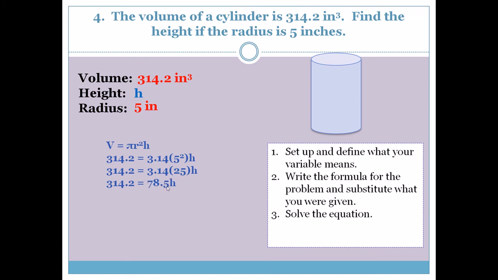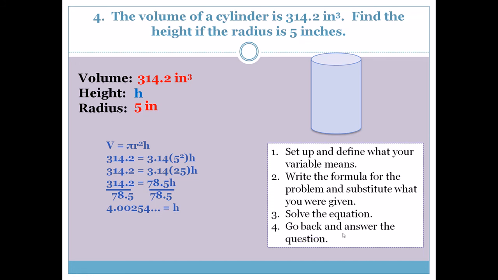Good. And the opposite of multiplying by 78.5 is to divide. So we divide both sides. And yes, I do have my calculator out right now. 314.2 divided by 78.5 equals, and there's this really long answer. Even though I put dot, dot, dot, it's not repeating. It just keeps going. Because we used a rounded form for pi, we are going to get a very long answer. So what do we write as the answer?